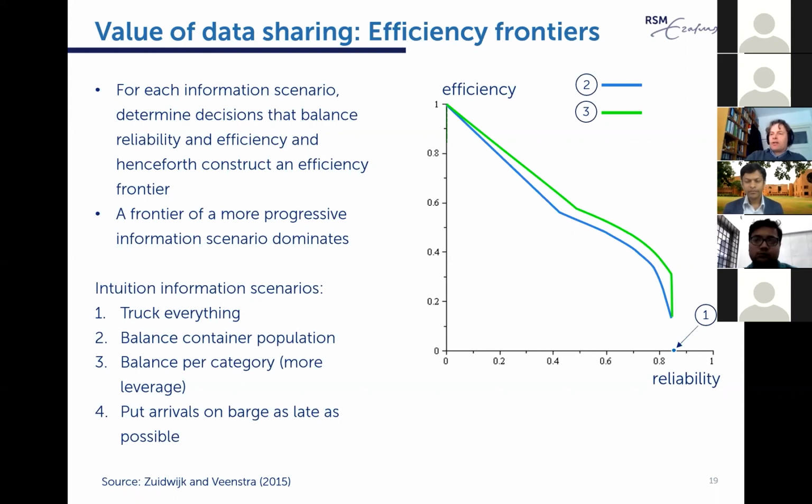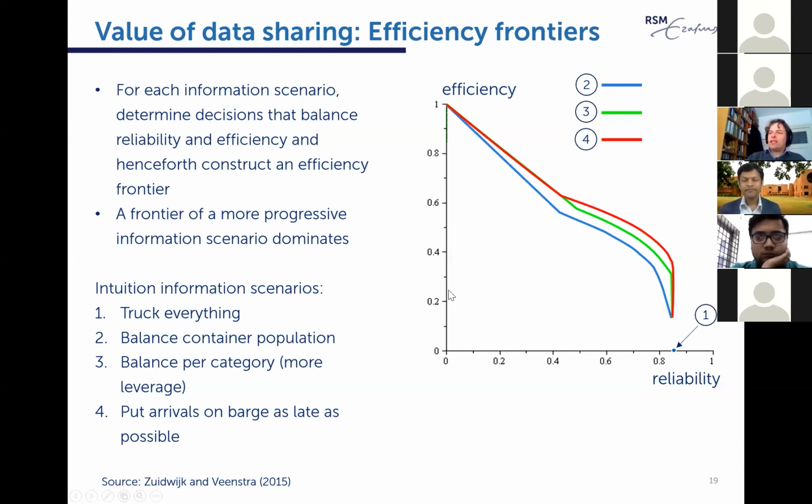And the fourth one is where we actually have full information. Now you can start thinking about which containers are going to be put on the barge: those that arrive last minute compared with the departure of the barge. Because I know these arrival times beforehand, I can really play around with this in a lot of detail, and I can optimize the system completely.